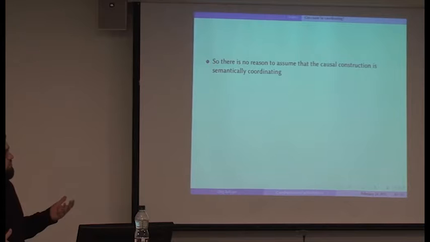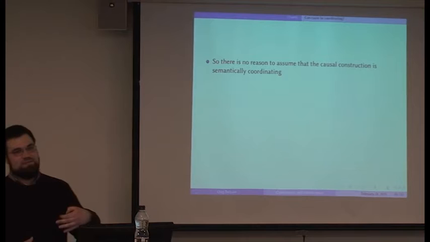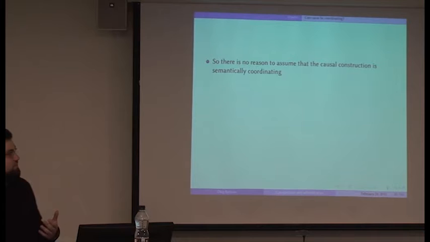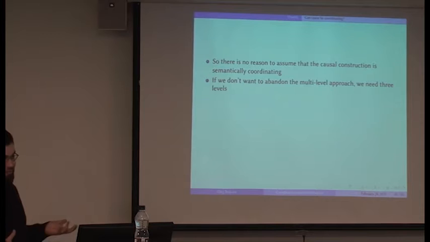So we first introduce a set of tests, say that they are semantic, then we look at the construction, look at these tests, say it's semantic, but it doesn't correlate either with the meaning of this construction or with other criteria which are semantic proper and of which we know independently that they are semantic. So if we don't want to abandon the multi-level approach, we need to assume that there are three levels and three sets of tests corresponding to them. One of them is for linear order, the syntax. That's what Culicover and Jackendoff originally proposed.